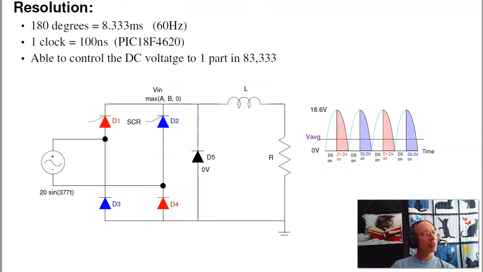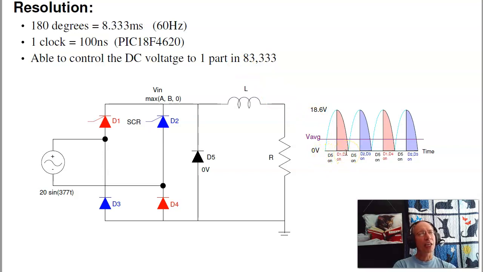In terms of resolution, it doesn't seem like you can do a lot between 0 and 180 degrees. If my input is 60 Hertz, like usually it is if you go off the power grid in the United States, half a cycle is 8 milliseconds. If you're using a cheap microprocessor like a PIC microcontroller we use in embedded systems, that runs at 10 megahertz, or 1 clock is 100 nanoseconds. 8.3 milliseconds corresponds to 83,000 clocks.